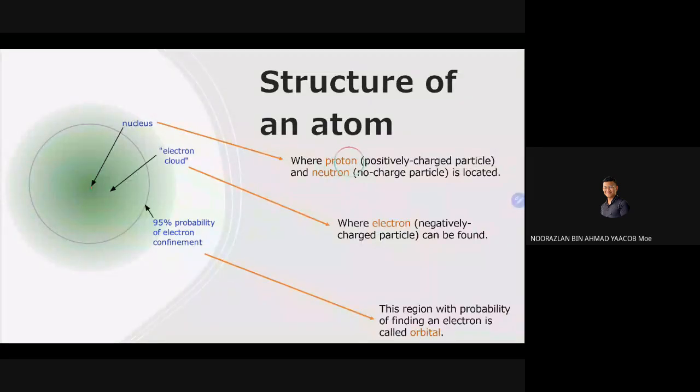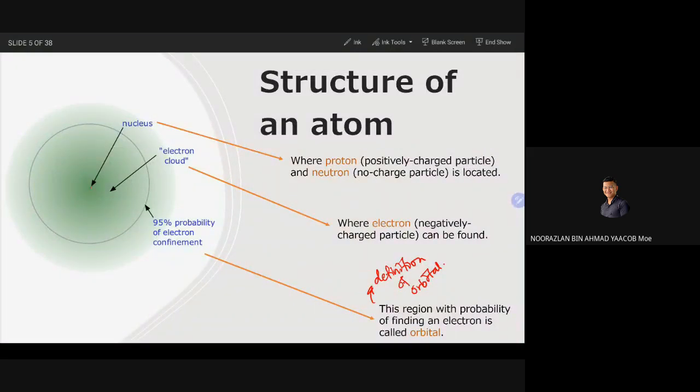Proton ini mempunyai charge positif. Manakala neutron pula tiada charge langsung. Dan elektron seperti kamu tahu dia mempunyai charge negatif. Ini adalah orbital, region with probability of finding an electron. Ini adalah definition orbital. Nanti kita akan tengok lagi sekali orbital ni dalam chapter 3.